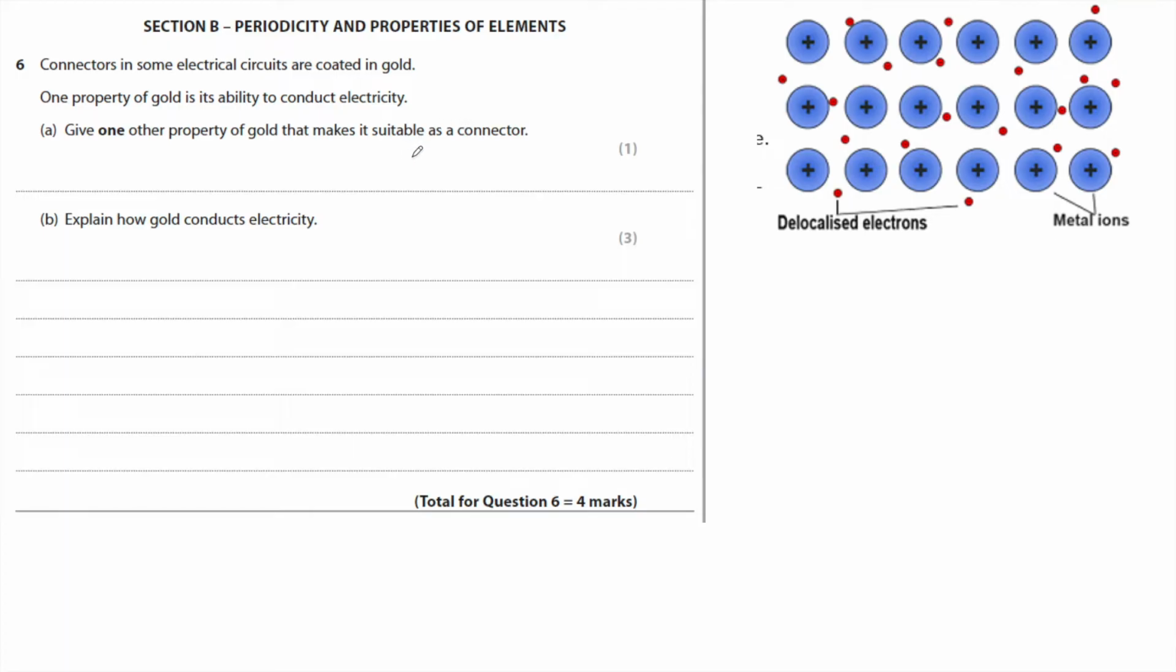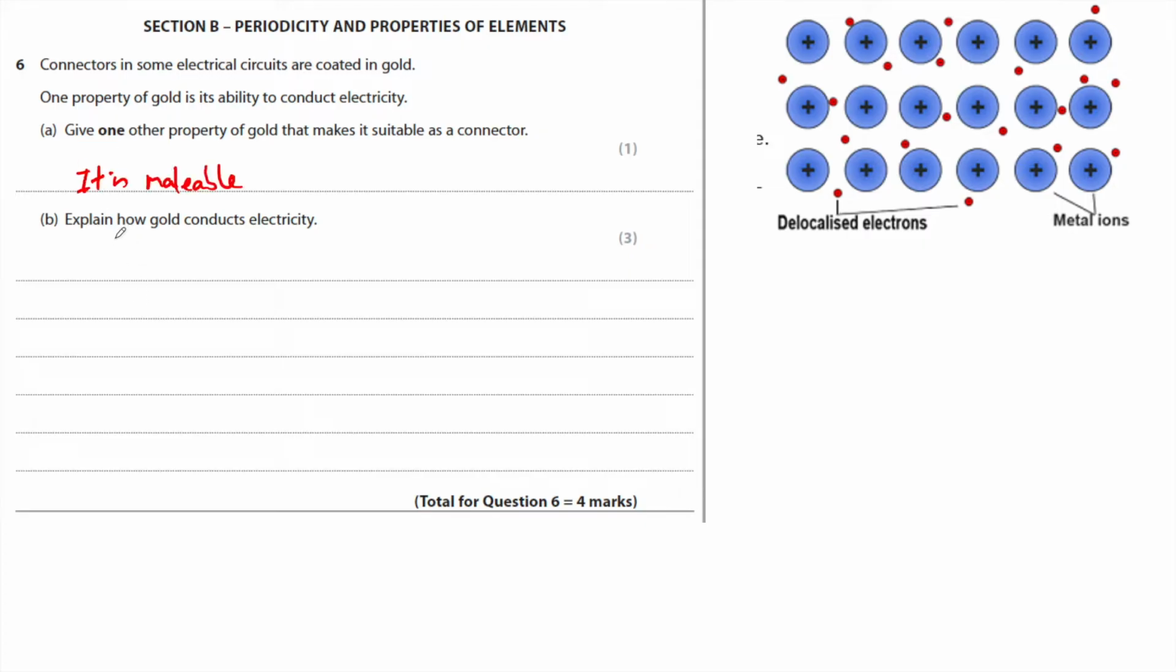First, remember, it is malleable, which means that it can be bent to connect. Also, it is non-corrosive. Gold is unreactive. And you could argue it has a high melting point. But I would think the best one would be it is malleable.